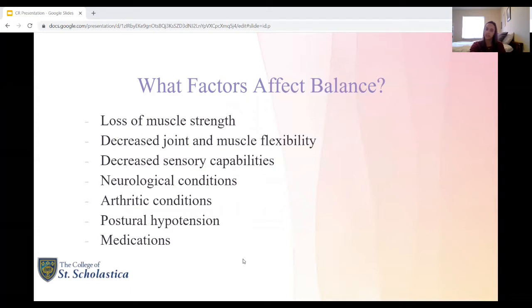Neurological conditions can affect balance, and this can come with stroke, Parkinson's, or dementia. Arthritic conditions, such as weakening muscles, joints, and bones. Also postural hypotension, which is when the blood pressure lowers when one stands up. And also medications can affect balance and also cause confusion or dizziness.